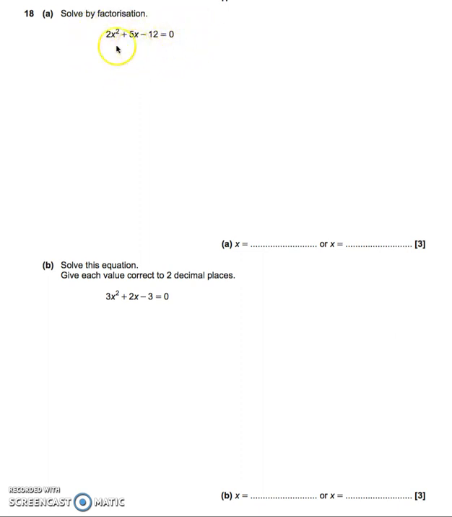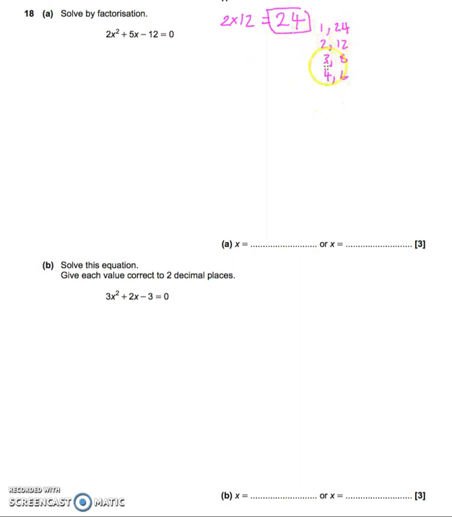So the method for doing this is to take, because the coefficient of the x squared term is actually higher than 1, we're going to take that number and multiply it by the number on the end. I'm going to ignore the fact it's a minus 12 at the moment. So I'm going to do 2 times 12, and that equals 24, and find the factors of 24. Now the factors of 24 are 1 and 24, 2 and 12, 3 and 8, 4 and 6.